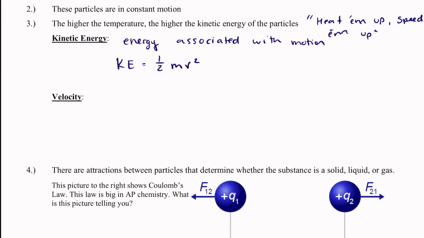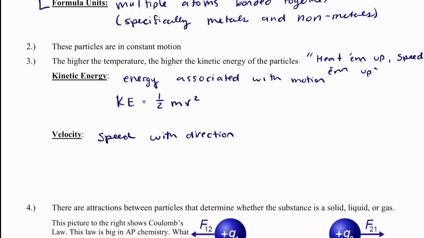Velocity, on the other hand, is going to be speed, but specifically when you take physics, it'll be speed with direction. So for example, if I say 35 miles per hour, that's a speed, but if I say a car's going 35 miles per hour north, that would be velocity.